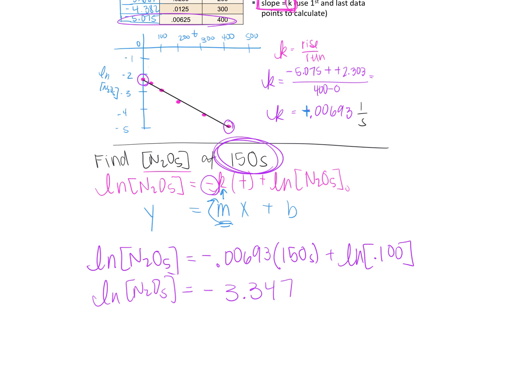My issue, I don't want the natural log of that concentration. I want the actual concentration. So how can I reverse the natural log? Any thoughts? Remember how to do that?